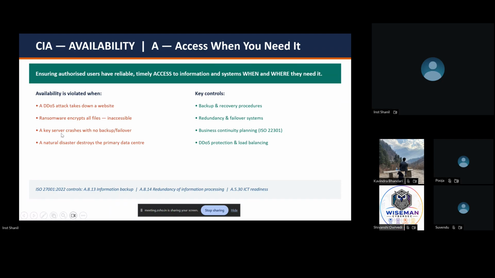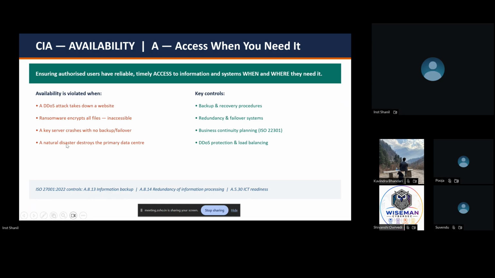A key server crashes with no backup or failover. That can be covered by business continuity planning, right? So as we discussed, if a disaster occurs in your organization, you can always have a business continuity plan enforced to recover from the disaster.